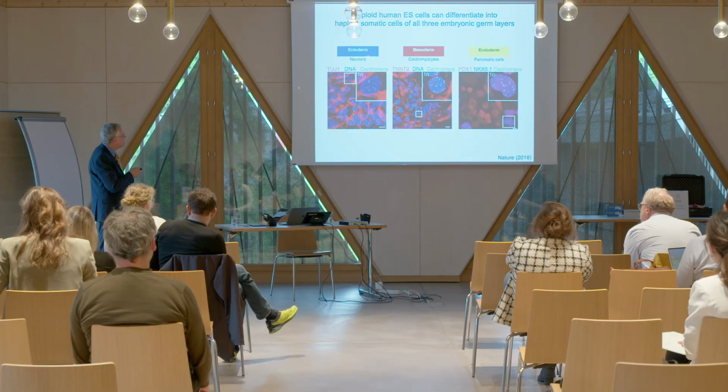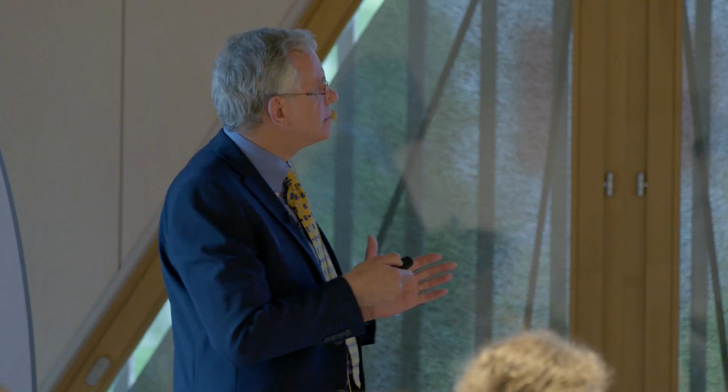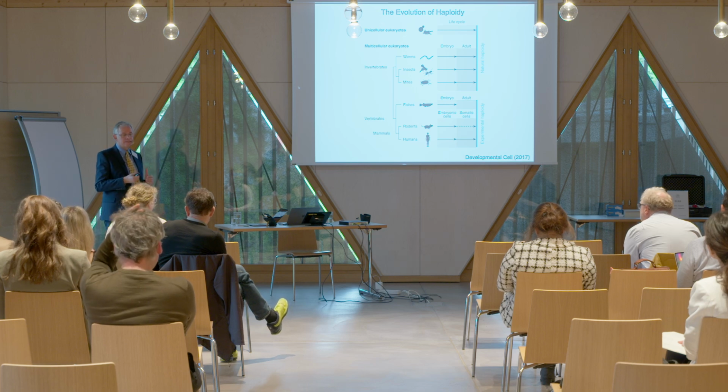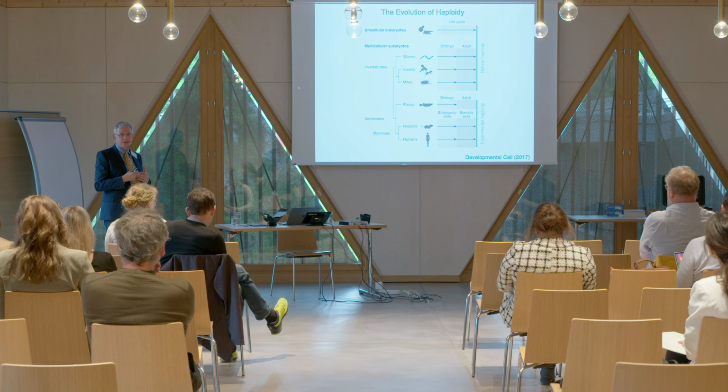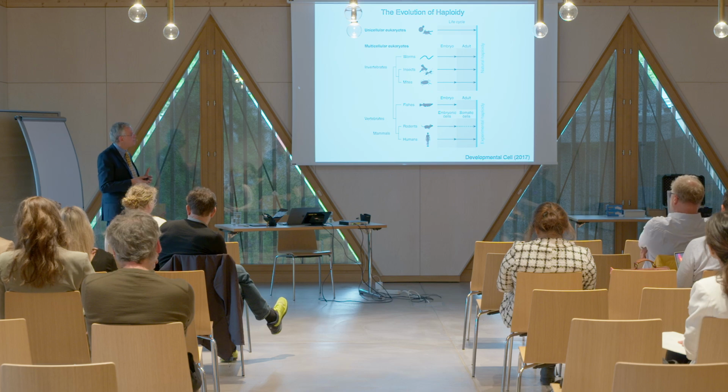And we could show amazingly that we can differentiate the haploid cells into ectoderm, mesoderm, and endoderm, the 3 embryonic lineages. So we have haploid neurons, we have haploid cardiomyocytes that are also pulsating in rhythm, so they are functional, and we also have pancreatic cells that are haploid. When you think about haploidy, you usually think about unicellular organisms like the yeast. And the yeast is an excellent genetic tool, and also in my lab, where we are studying human genetics, we used in the past the yeast as a genetic system.